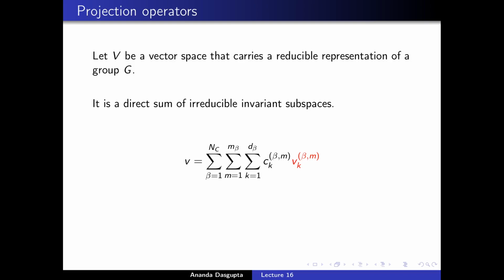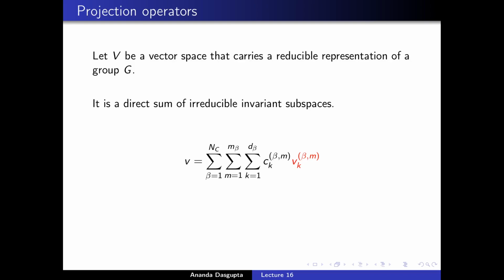Now, a given irreducible invariant subspace will transform under the action of the group G like a particular irreducible representation. Say, a particular subspace may transform like the representation labeled by beta. What we will do is write the basis vectors corresponding to this subspace with a superfix beta to indicate that. So what we would have is, of course, vectors like v^β_1, v^β_2 all the way up to v^β_{d_β}.